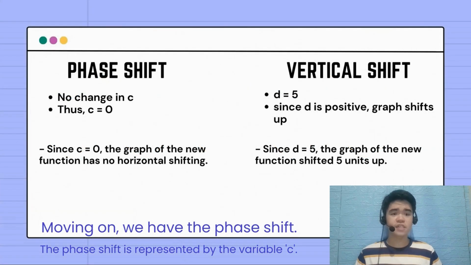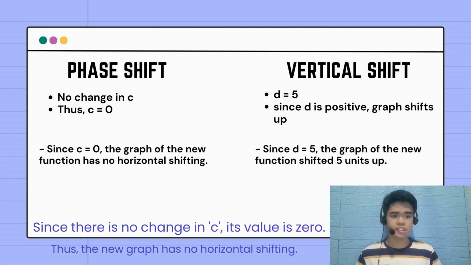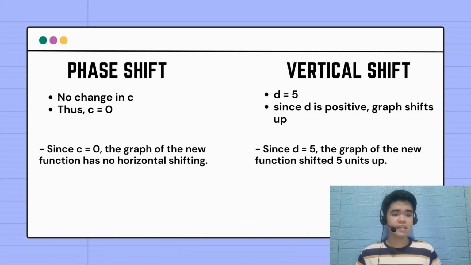Moving on, we have the phase shift. The phase shift is represented by the variable c. Since there is no change in c, its value is 0. Thus, the new graph has no horizontal shifting. Lastly, we have the vertical shift. The vertical shift is represented by the variable d. The value of d is 5. Since d is positive, the graph moves upward. Thus, because d equals 5, the new function shifted 5 units up in comparison to the mother graph.